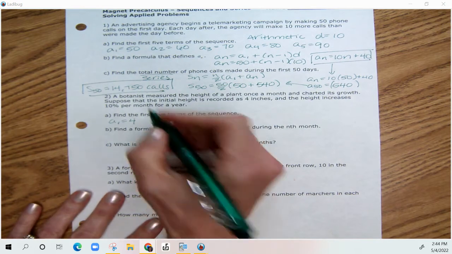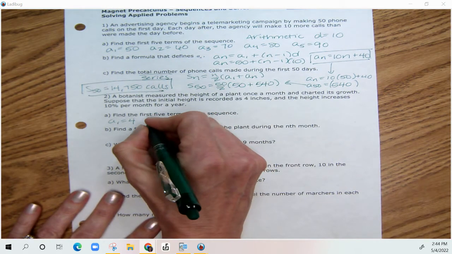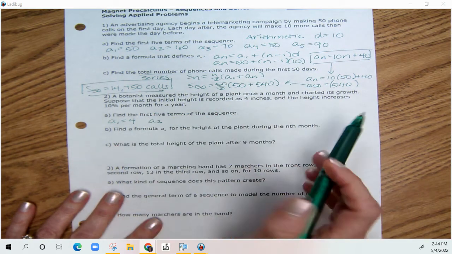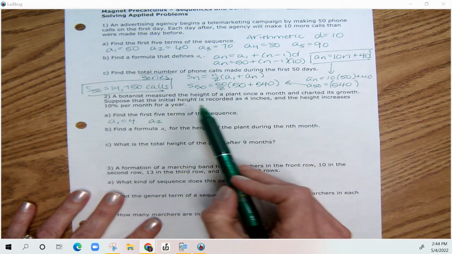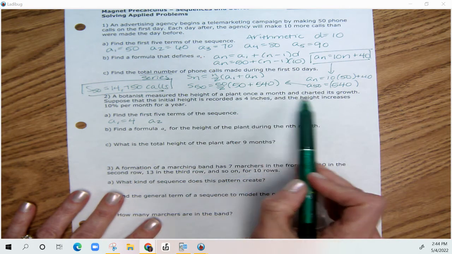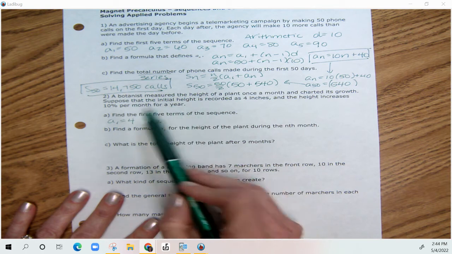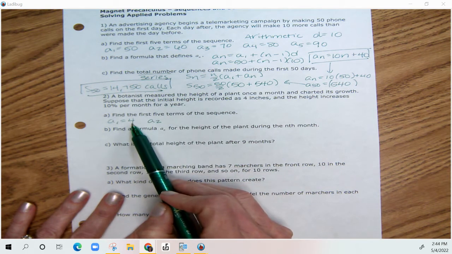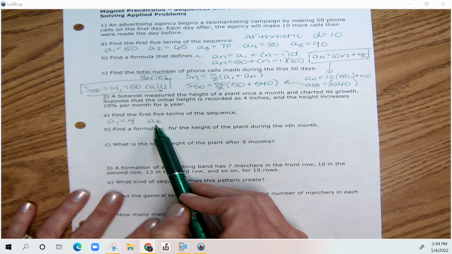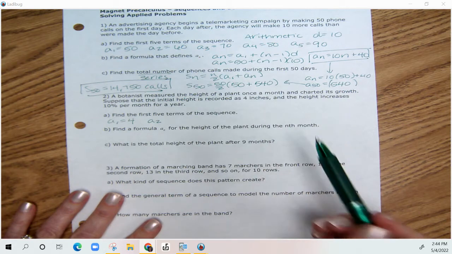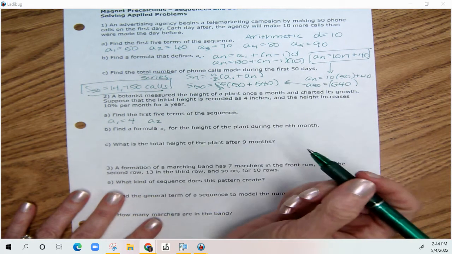So then at the beginning of the second month, and that's kind of important because it started out, the initial height is 4 inches, and then it increases 10% per month. So at the end of this month or at the beginning of this month, it has increased 10%. Okay, so this is the beginning of month 2.